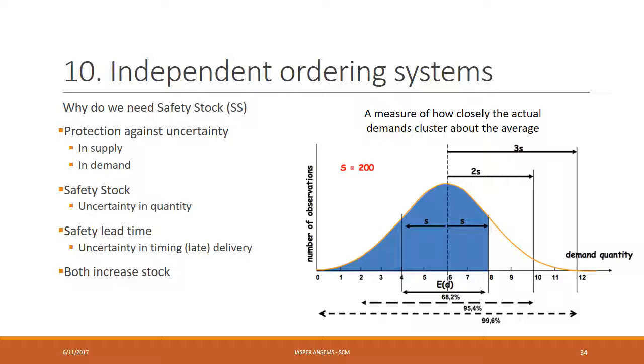So chapter 10 is the independent ordering systems. Why do we need safety stock? To protect us against uncertainty in supply or demand. And safety stock is for uncertainty in quantity, not in quality. And there's also safety lead time, for uncertainty in the timing, delivery or late delivery, and they both increase stock.